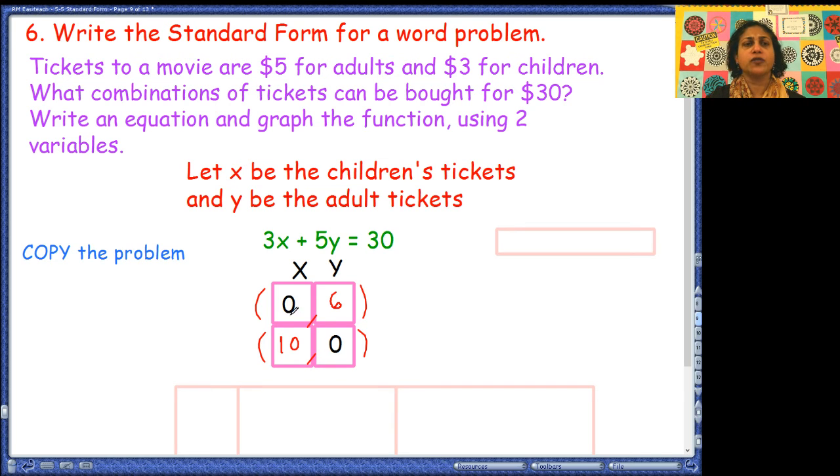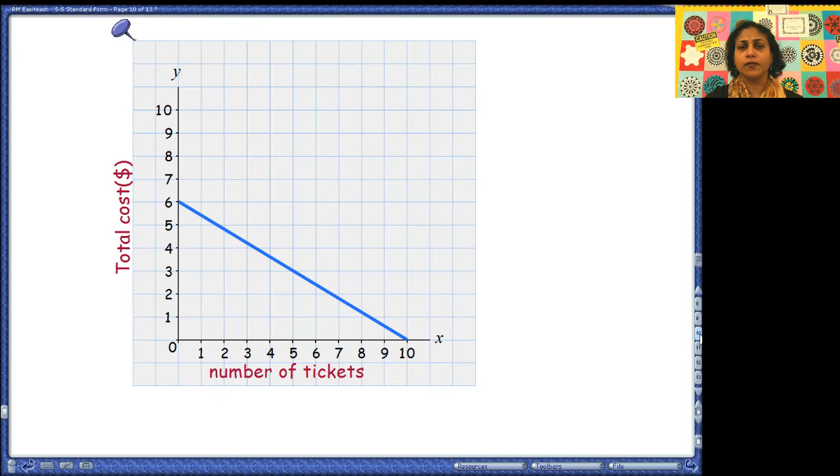And now we've already written the equation, so now we need to graph the function. And (10, 0), these are your intercepts. This is your graph. Make sure you label the graph with the equation.